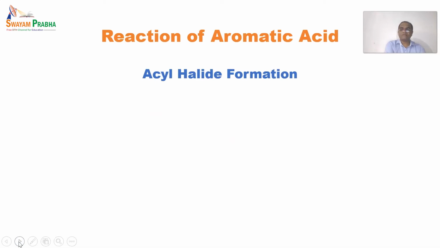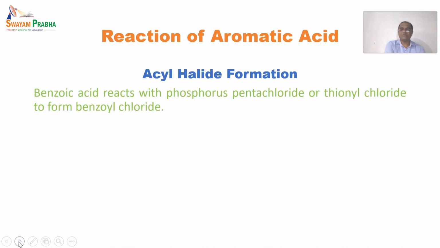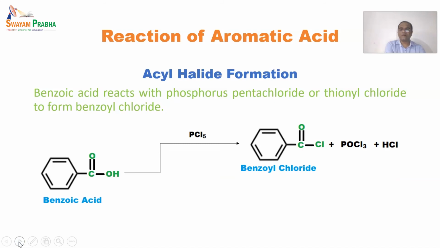After that, a reaction of aromatic acid, that is acyl halide formation. There can be two ways to form an acyl halide. Benzoic acid, when it reacts with phosphorus pentachloride or thionyl chloride, forms benzoyl chloride. So there are two reagents. One is phosphorus pentachloride, and it forms benzoyl chloride, giving away a side product POCl3 plus HCl.